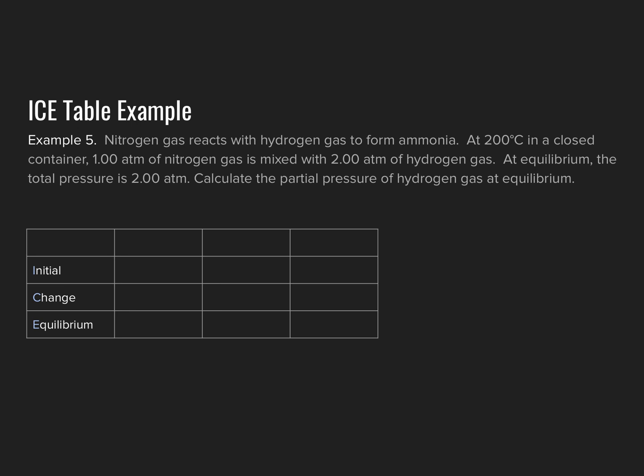So let's take a look here at an example problem, which is example 5, in which we're going to react nitrogen gas with hydrogen gas to form ammonia. And we're given information here that at 200 degrees Celsius in a closed container, we're going to combine together 1 atmosphere for the partial pressure of nitrogen gas and 2 atmospheres of hydrogen gas. And we're going to determine here that at equilibrium, the total pressure in our system is 2 atmospheres. I'm going to ask you to calculate the partial pressure of hydrogen gas in the system at equilibrium.